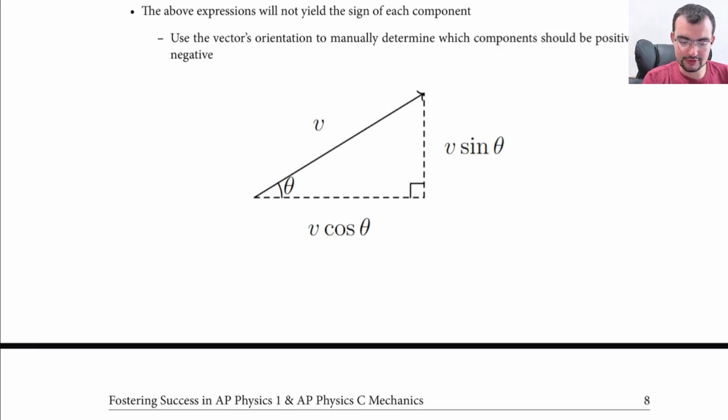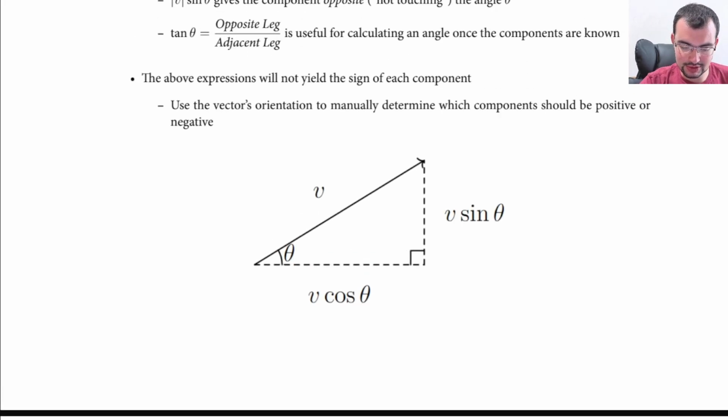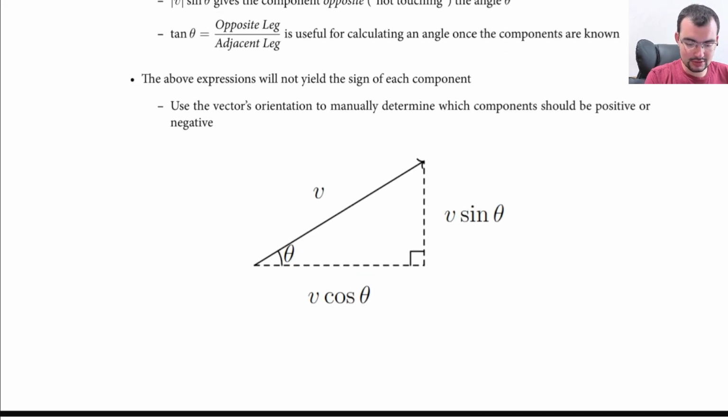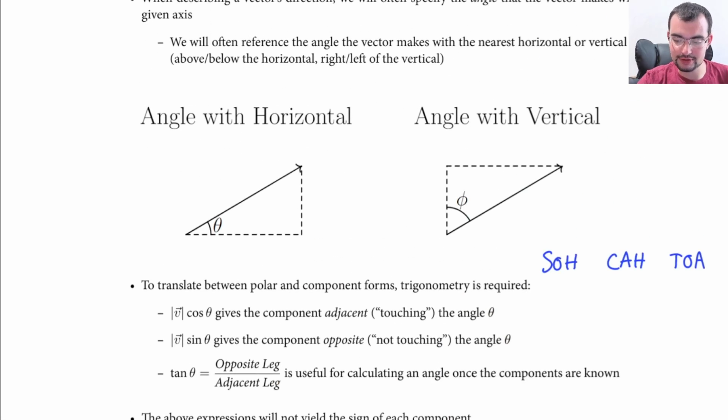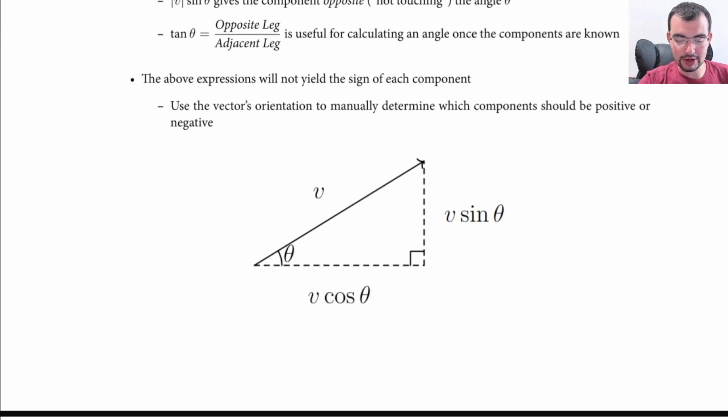This is just worth committing to memory. If you ever want the leg that touches an angle, just tack on cosine theta to the hypotenuse. If you ever want the side that doesn't touch the angle, tack on sine theta. You can prove this or see where it comes from, because this cosine theta is associated with the adjacent leg, just like in our SOHCAHTOA definition.